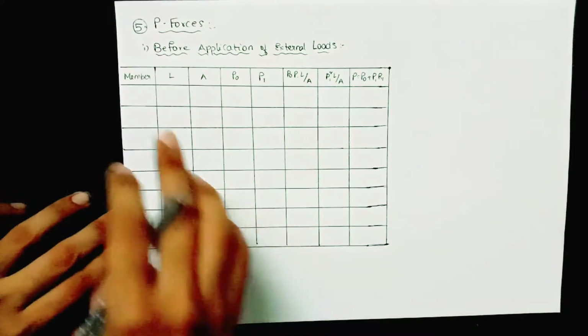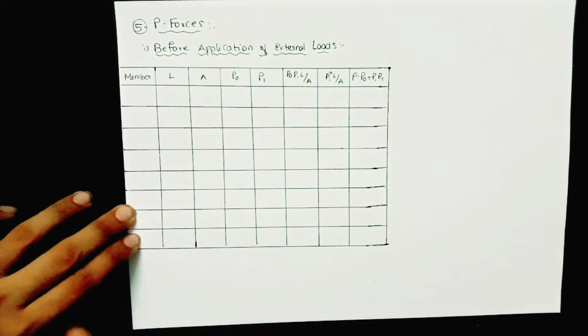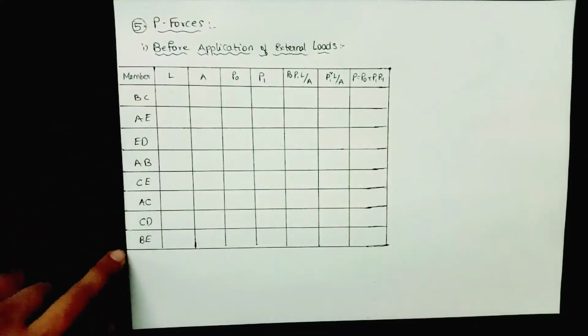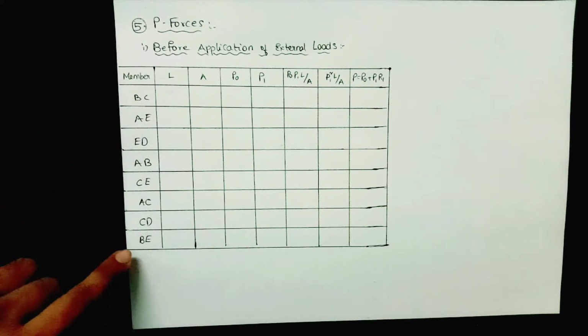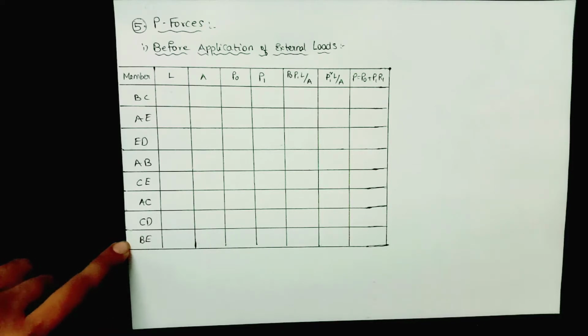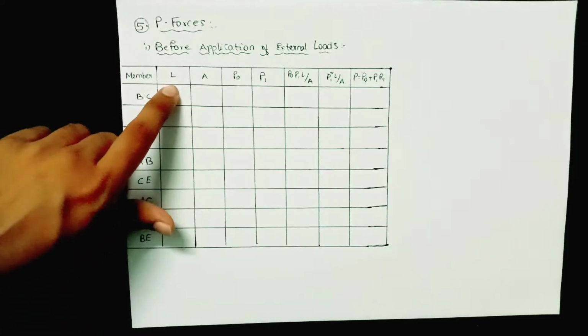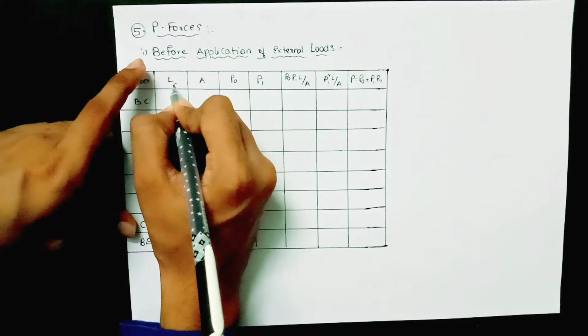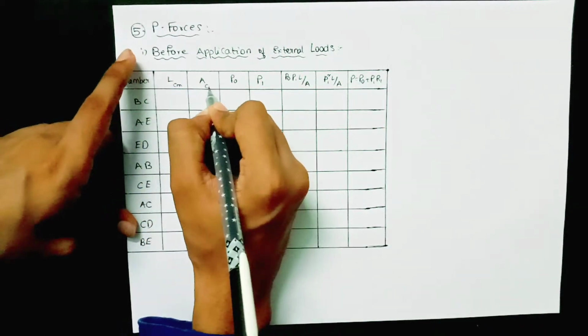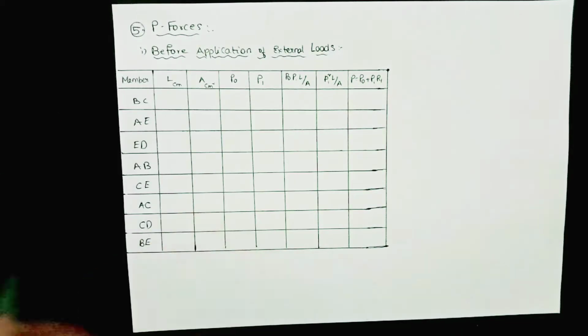Now this is the format of the table we have to draw, and I have placed all the members in this column. In this member column I have placed all the members, and the member which I have taken redundant is placed at last. L means length. Here the length will be written in centimeters because the area is given in square centimeters. In the question the length is given in meters, so we have to convert that into centimeters. 1 meter equals 100 centimeters.